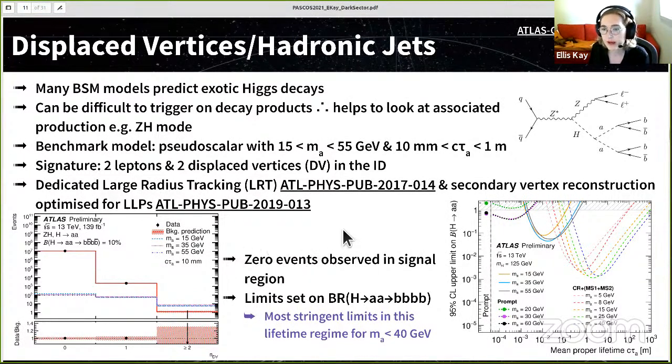So limits were set again on the branching fraction of the Higgs, this time to the pair of pseudoscalars, as a function of the mean proper lifetime. Here the middle curves, the orange and blue and gray, represent this analysis for different masses of the pseudoscalars. And on the right is a curve coming from the cal ratio and muon analyses that I showed in the previous slide. So again, they're covering a complementary range of the lifetime, and this result gives the most stringent limits in this regime for masses of the pseudoscalar below 40 GeV.